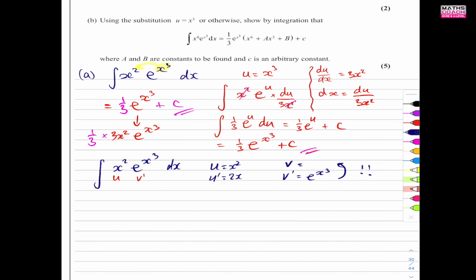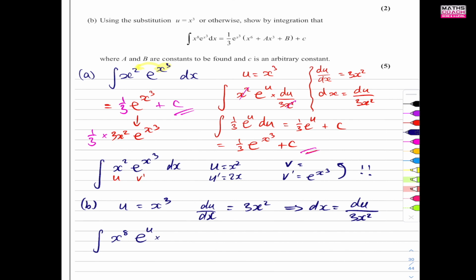So reverse chain rule. Okay, so question B, use substitution. So we're going to use u as x to the power 3, so du by dx equals 3x squared, which means dx equals du over 3x squared. So substitute in for the obvious one first, so I'm going to keep my x to the power of 8 for now, even though we can replace it. And then we have e to the power of x cubed, which becomes e to the power of u, times dx, which is du over 3x squared.